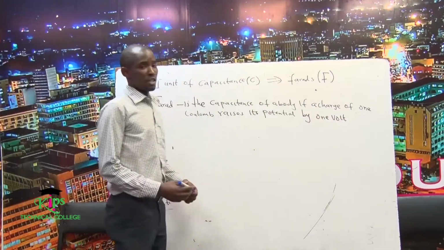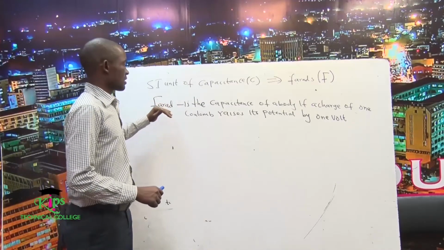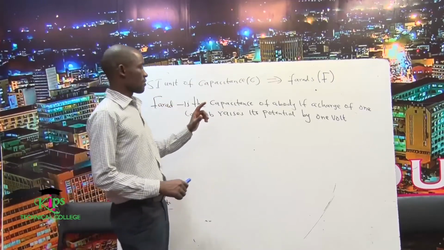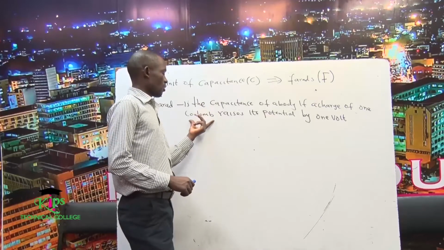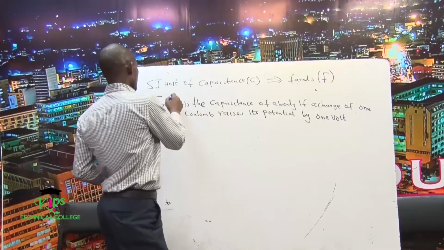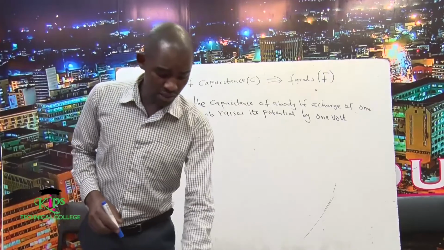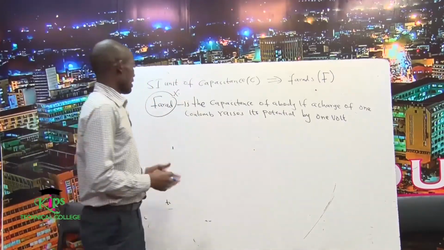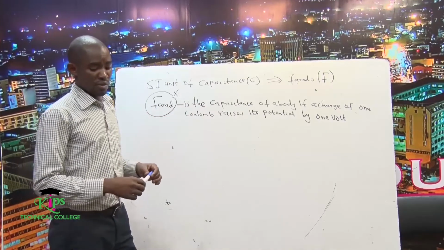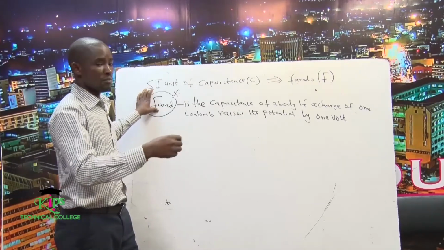It is a very key definition that you will get in most exams, that you're asked to define what is a farad. What is a farad? So we have said a farad is the capacitance of a body if a charge of 1 coulomb raises its potential by 1 volt. So always you have to bear this in mind. We want to look at various expressions because a farad is a very big unit. So in most calculations, you may find an examiner expressing this farad in smaller quantities.